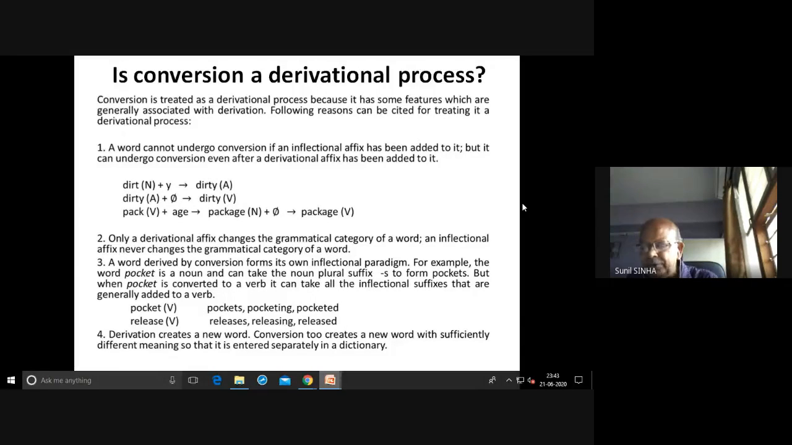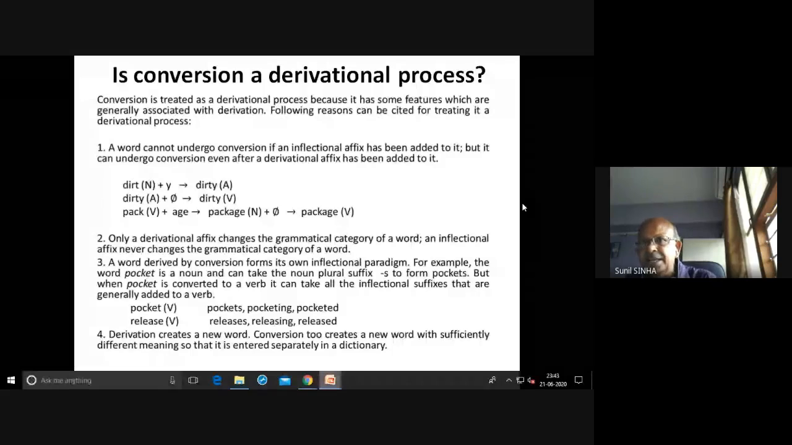What is the inflectional paradigm of a verb? That a verb can take S, a verb can take ing, and a verb can take ed. So when conversion takes place, then the inflectional paradigm also changes. That is, if pocket is a noun, then its inflectional paradigm is that of noun.